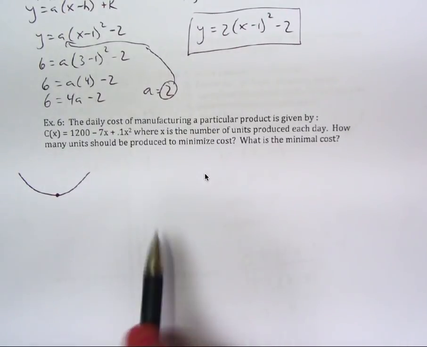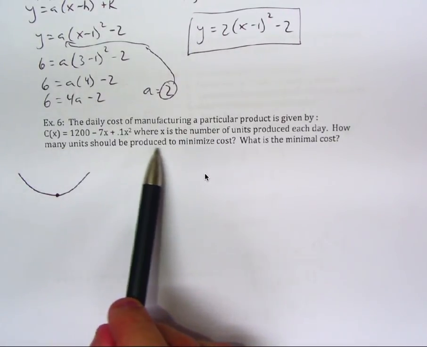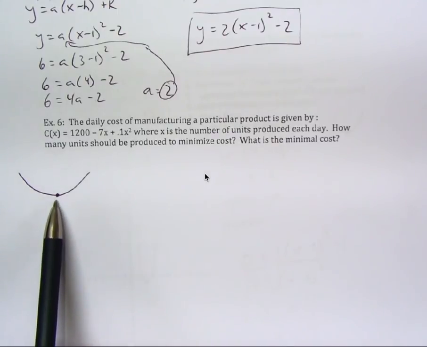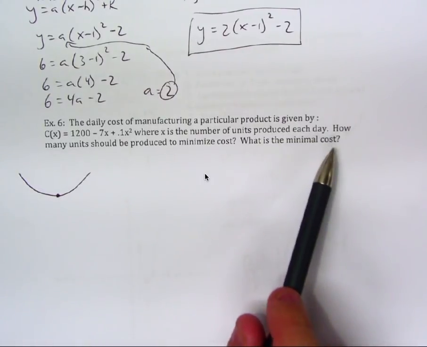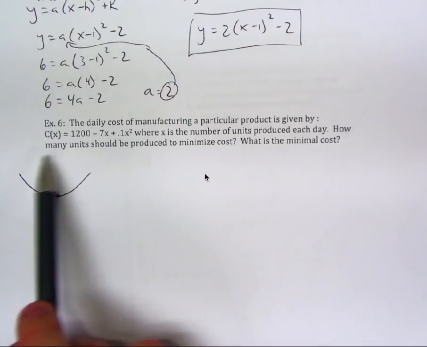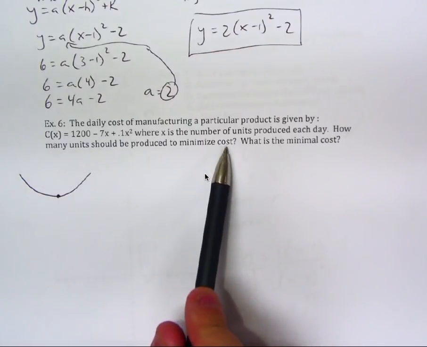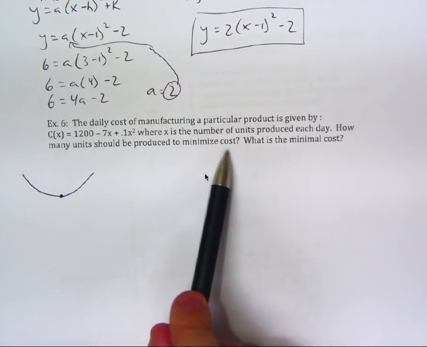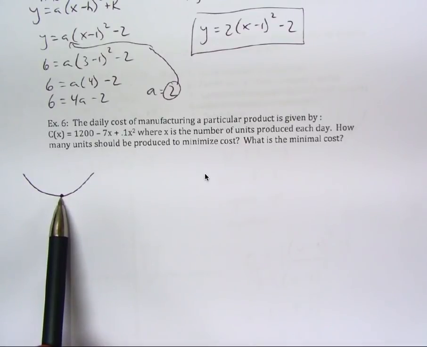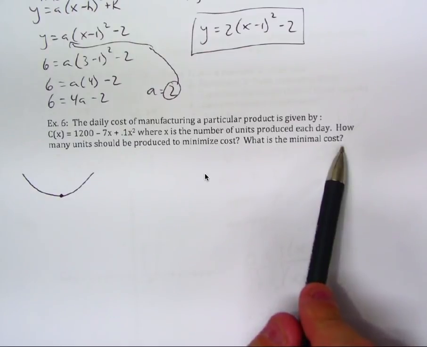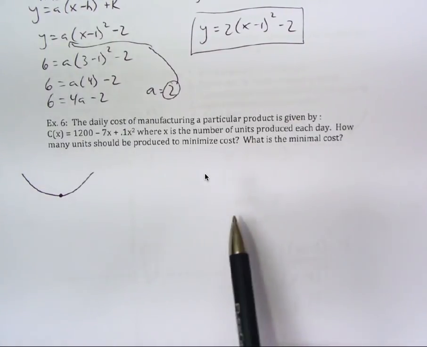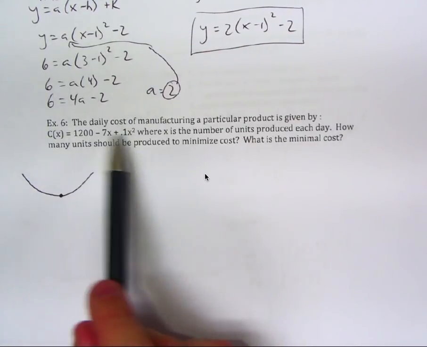Think about what answers the question. How many units should be produced to minimize cost? Essentially, this question is saying, what's the x value of the vertex? Anytime you're doing quadratic application problems, you need to think about what the question is really asking you to find. And then it says, what is the minimal cost? Well, that's the y value of the vertex. So really, this question is saying, find the vertex of this equation.